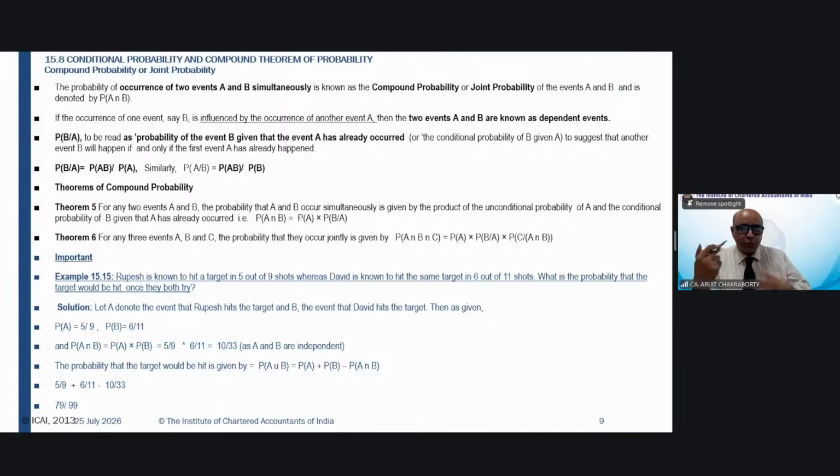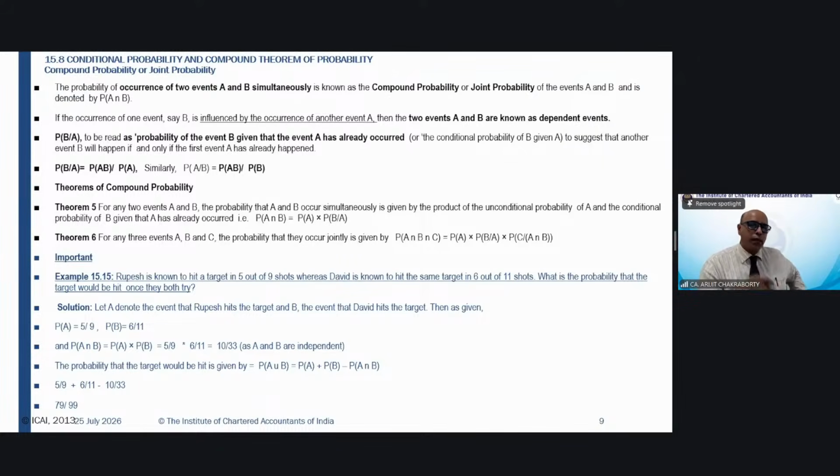So Rupesh hitting the target does not influence David hitting the target. Rupesh can hit individually with a probability of 5/9, and David can hit the same target with a probability of 6/11. They are absolutely independent. The fact that Rupesh is hitting the target cannot influence David in any way. These are not dependent events.